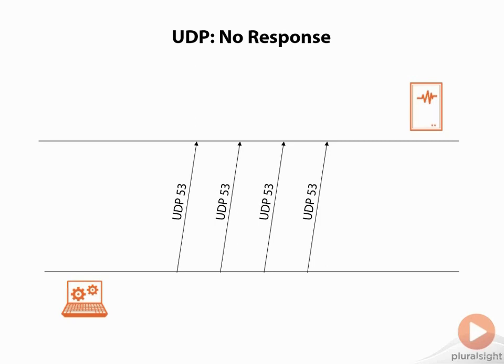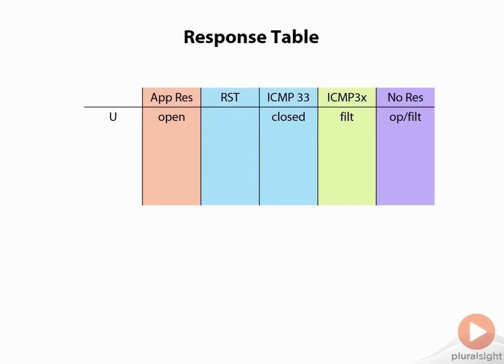Because of these 2 possibilities, if Nmap never receives a response, it can't determine if the port is open or filtered, so it reports both. These results are summarized here in this table. We'll add to it as we look at each scan type so we can compare the results of each method.